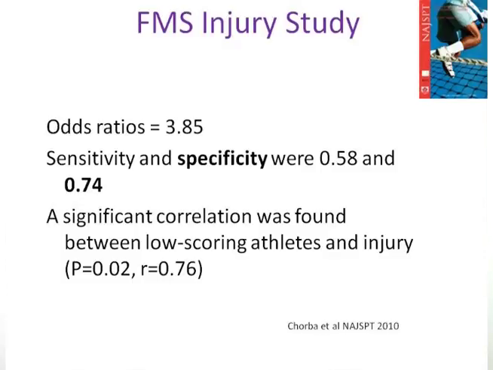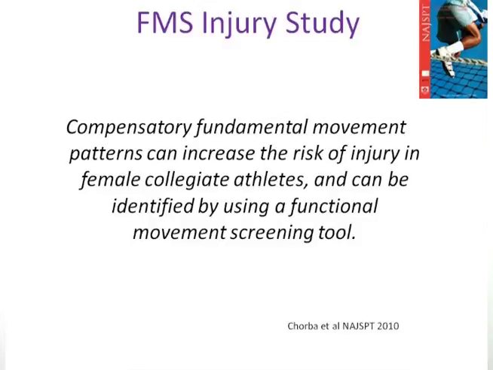Again, with a smaller sample size, you're going to get a little higher number. What we showed in our NFL data was that the odds ratio goes down and confidence intervals tighten up when we get a larger sample. Again, highly specific, 0.75 for ruling in injury risk. And then just a significant correlation between scoring low and injury, and that's no surprise. So the take-home from this one: compensatory movement, based on how we measure the movement screen, is a risk factor for female collegiate athletes.